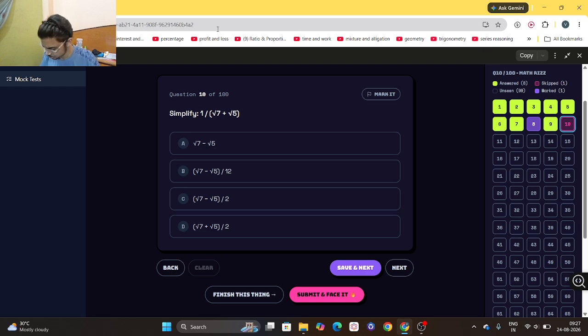1 upon root 7 plus root 5. So root 7 minus root 5 upon 7 minus 5. Root 7 minus root 5 upon 2.